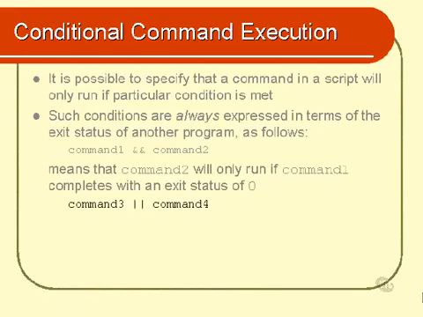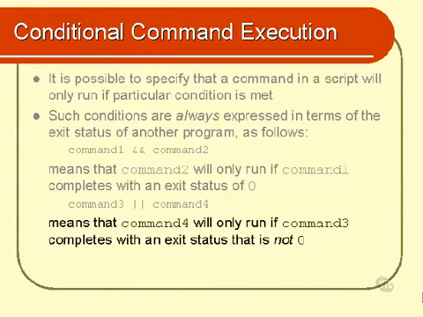There's another one. It's using the double pipe symbol. A C programmer will be familiar with that double pipe symbol. They'll know that it means OR. And that symbol means essentially run command 4 only if command 3 completed with an exit status that is not 0. In other words, if command 3 produced some kind of error, then run command 4. Or, put another way, if command 3 returned false, then run command 4.